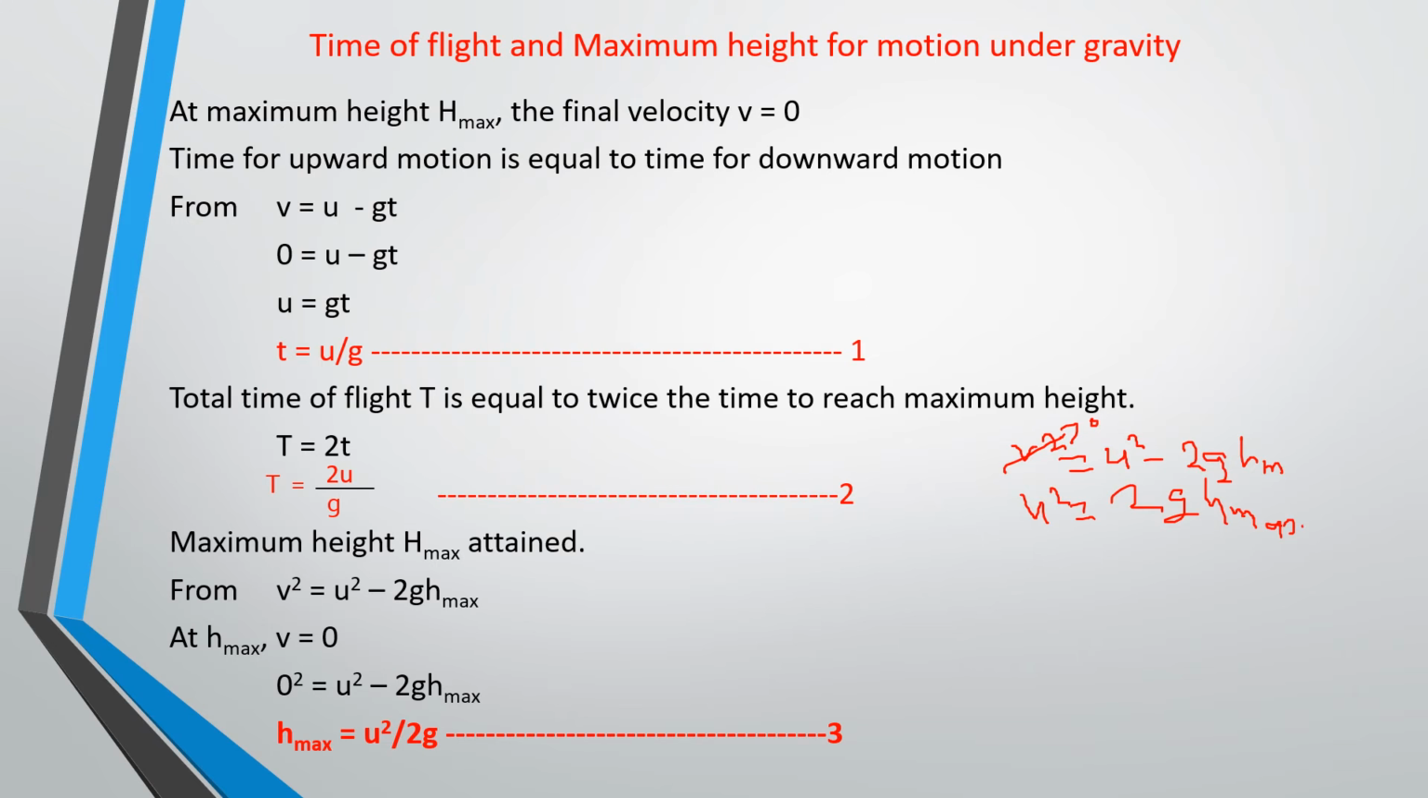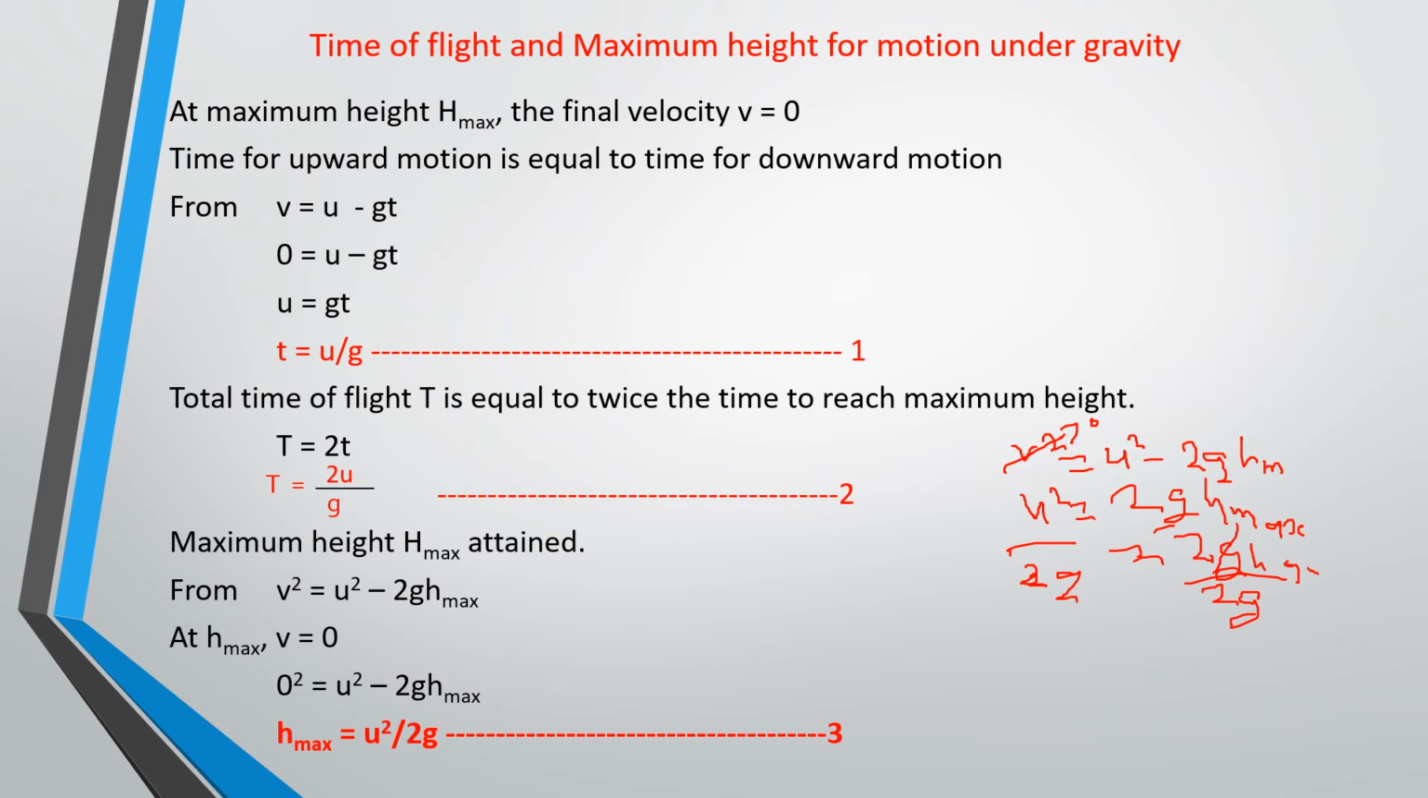2gh max. So you want to make h max the subject of the formula. So divide both sides by 2g. Divide both sides by 2g, you have u squared over 2g is equal to 2gh max over 2g.